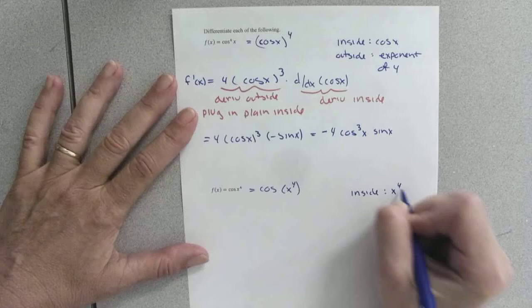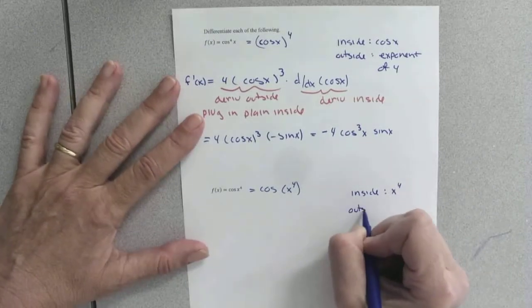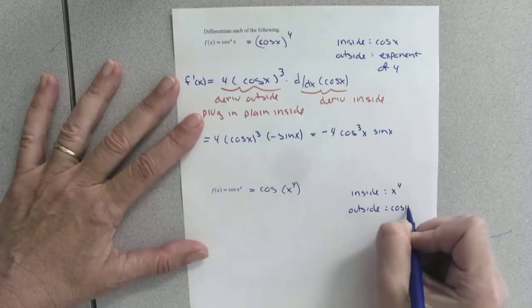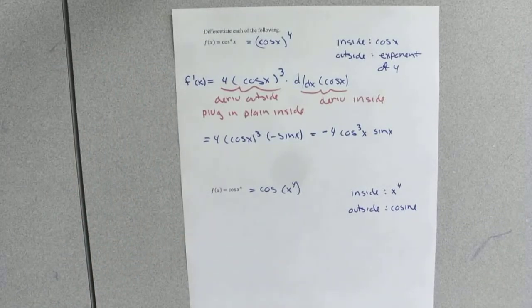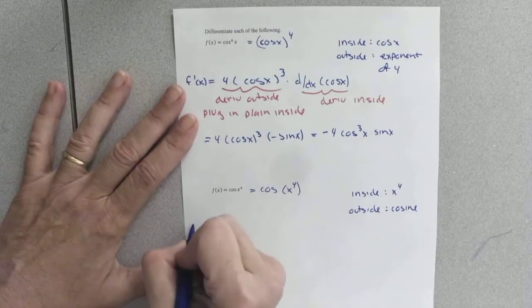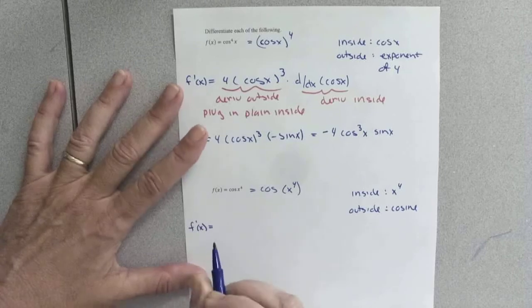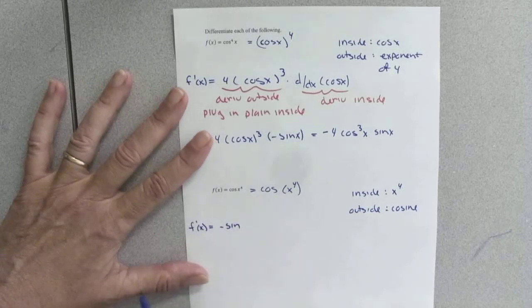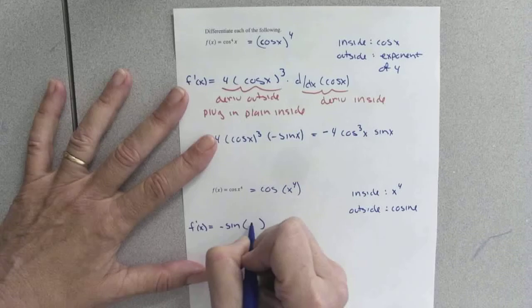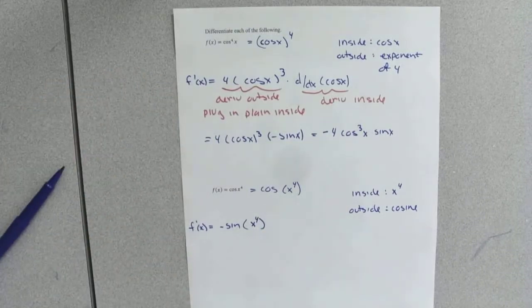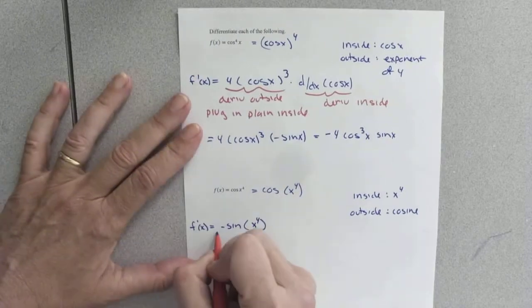So I have an inside function of x to the fourth, an outside function of cosine. And remember, a trig function and its argument is never a product. Never. You can always think of a trig function and its angle as a composition. So using the chain rule, I start on the outside, derivative of cosine is minus sine, and then angles do not change, arguments do not change, so you plug in the plain inside.